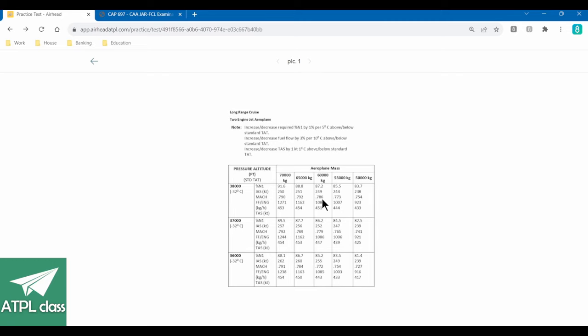Mach 0.786. If I've got an N1 percentage, that doesn't matter. True or indicated airspeed is 249 knots indicated. That's Mach 0.786. Fuel flow per engine is 1087 per engine. And our true airspeed, that's the one we want, is 451 knots TAS.